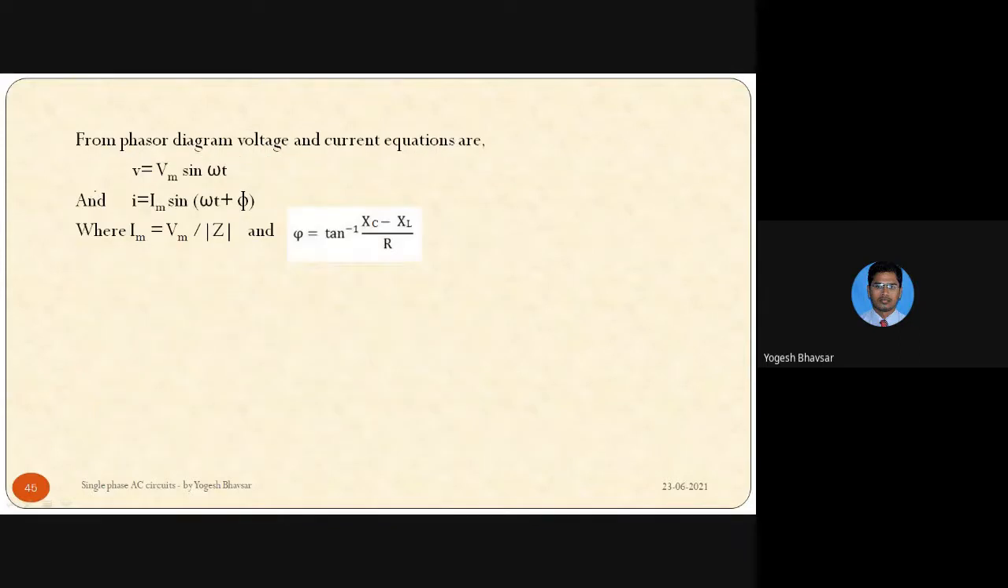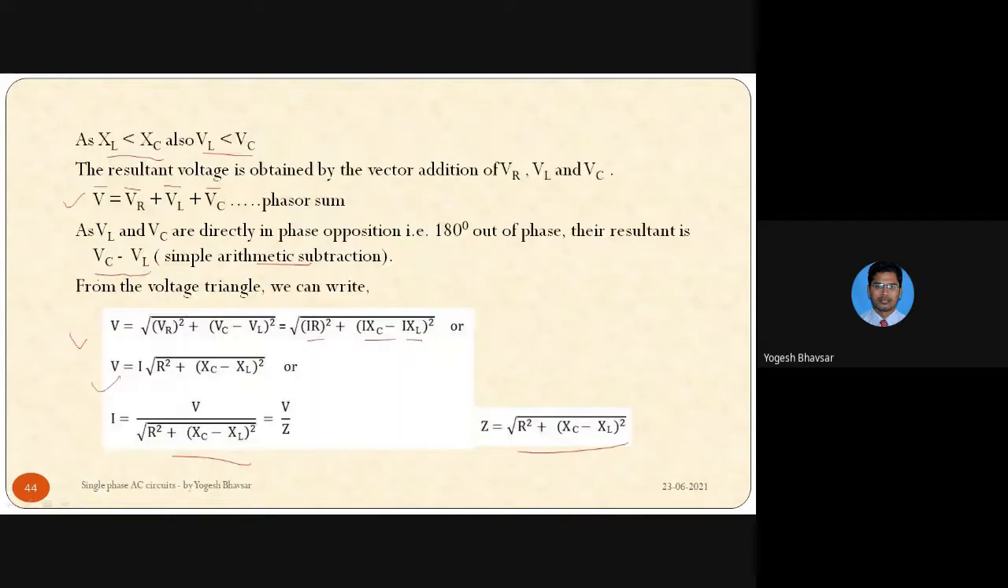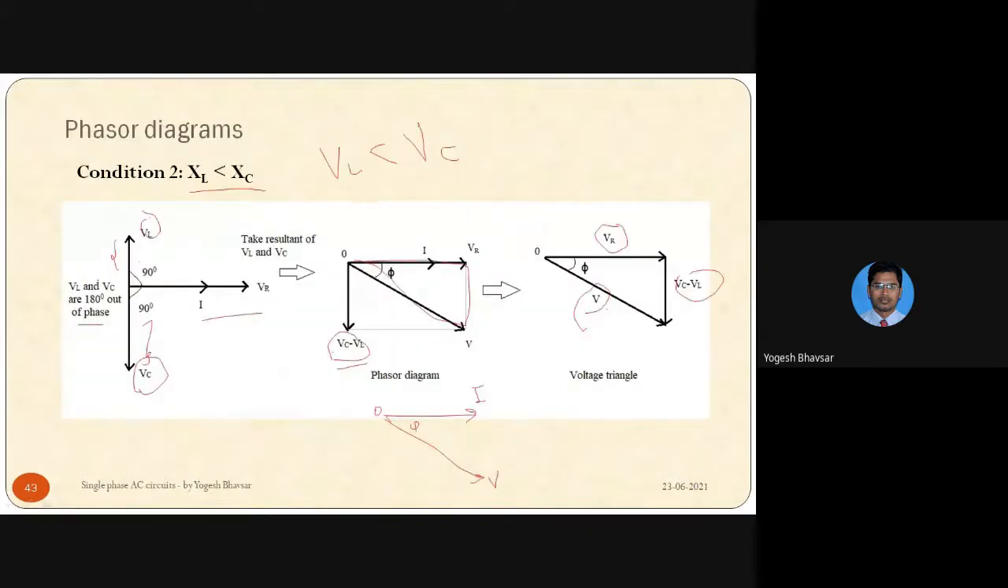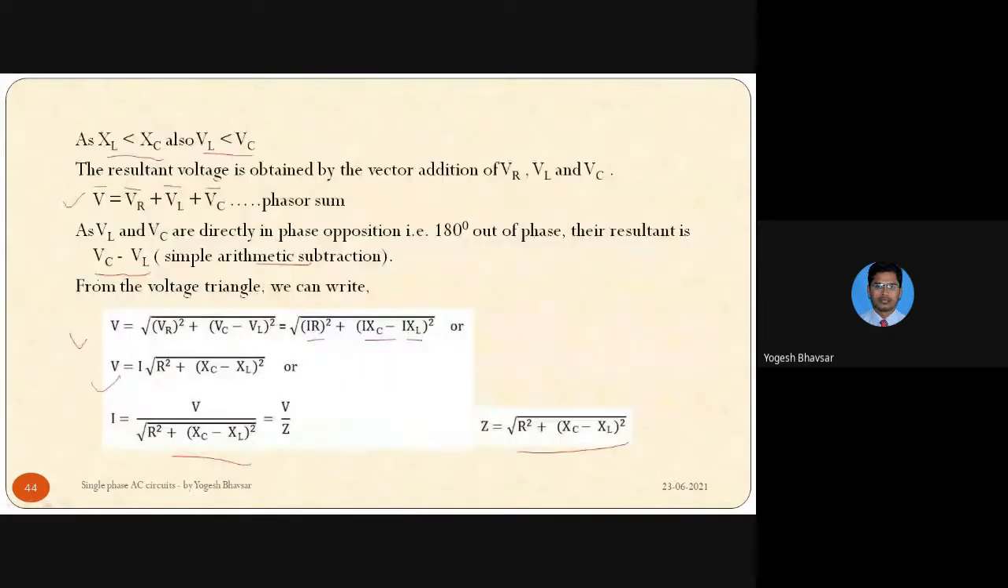The current and voltage equation: V is equal to Vm sin omega t, and the current I is equal to Im sin(omega t plus phi). And Im is Vm by mod of Z, and phi is the tan inverse of (XC minus XL) divided by R. So this is how we can calculate the angle phi. So this is the second condition, XL is less than XC.